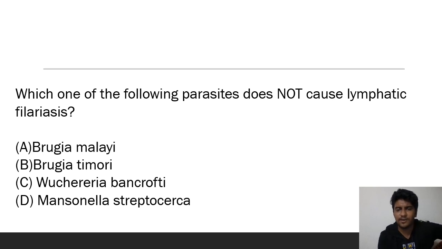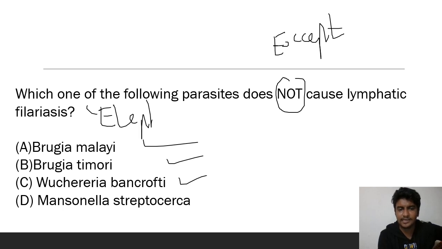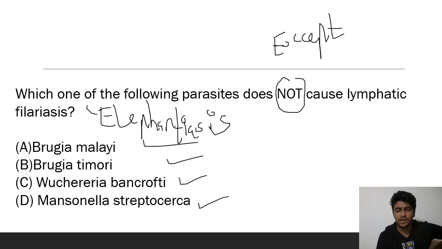Next up, we have: which one of the following parasites does not cause lymphatic filariasis? "Does not" and "except" are a few words that we cannot miss at all. We need to remember these words very well. So Brugia malayi, Brugia timori and Wuchereria bancrofti all cause lymphatic filariasis, which is also known as elephantiasis, because there is edema and a lot of fluid retention in this condition. So the right answer is Mansonella streptocerca, because this is not involved in lymphatic filariasis.